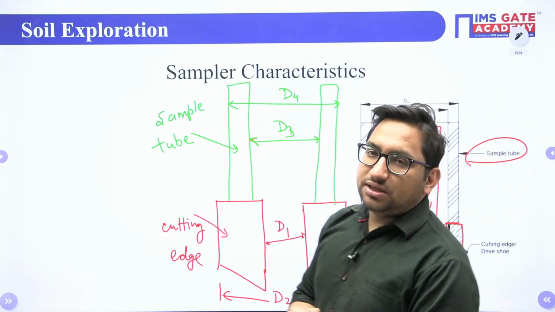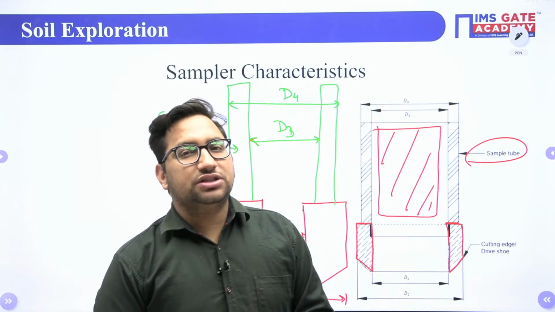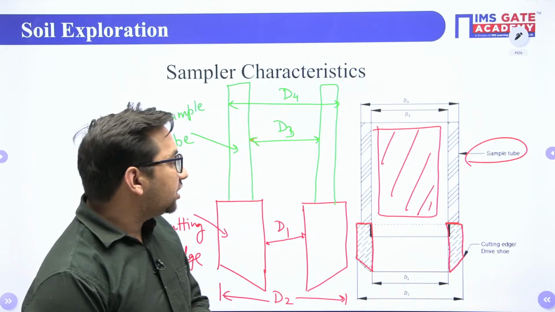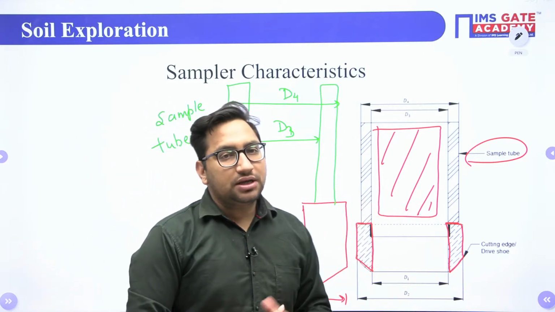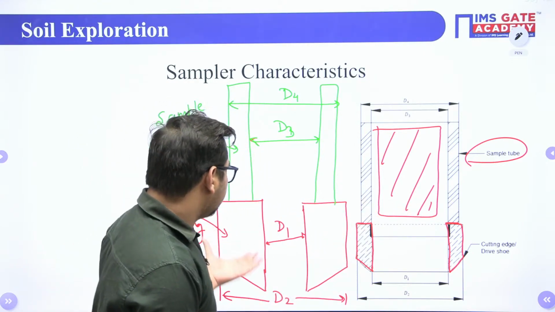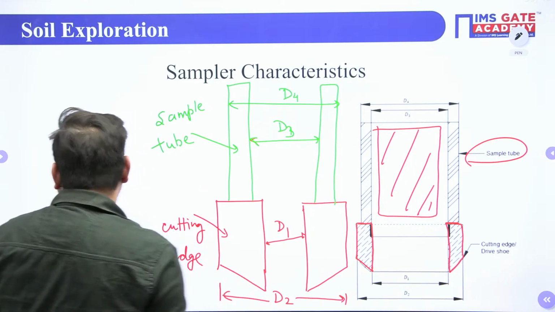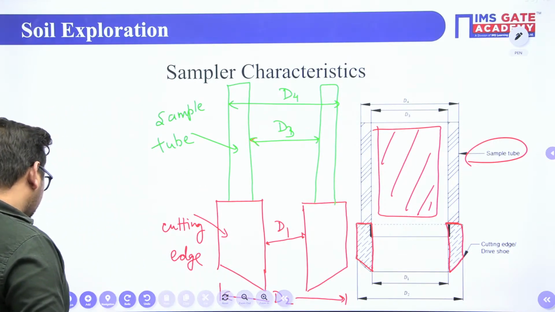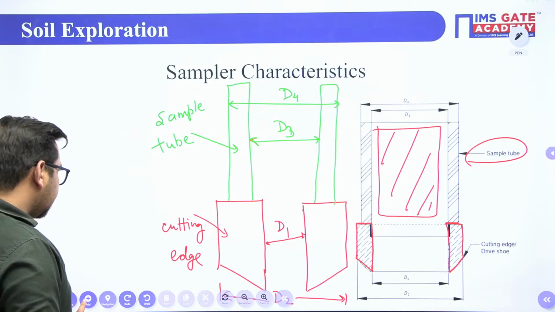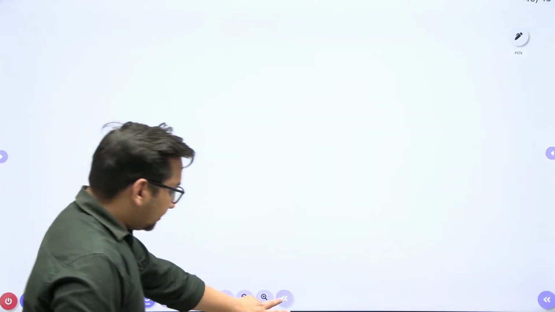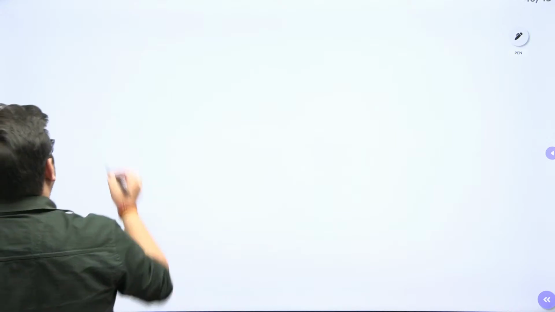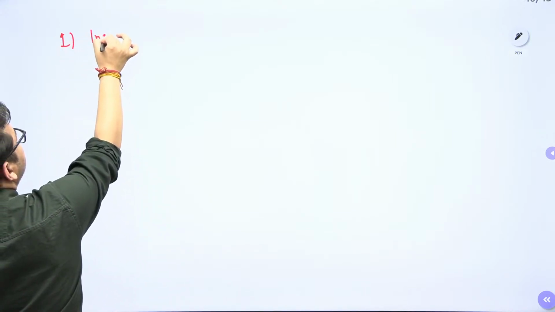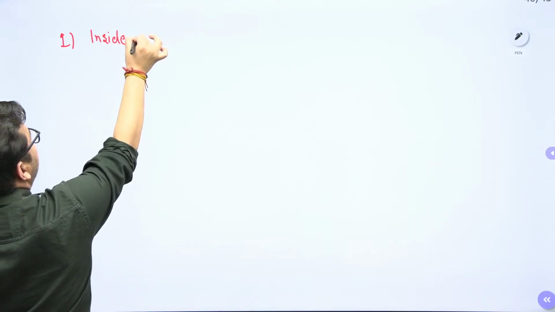Now, these dimensions should be such that your sample will be undisturbed or representative. How much disturbance will be there in your sample depends upon the dimensions of these. Clear? So for that we have some ratios. One is your inside ratio, or we call it inside clearance. There are some formulas from where you can get the numericals. First characteristic is inside clearance.